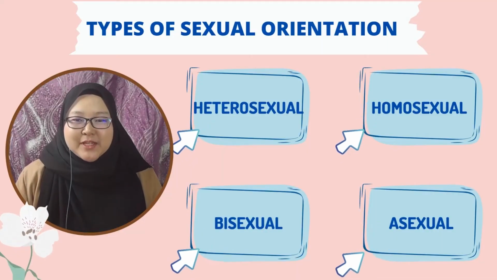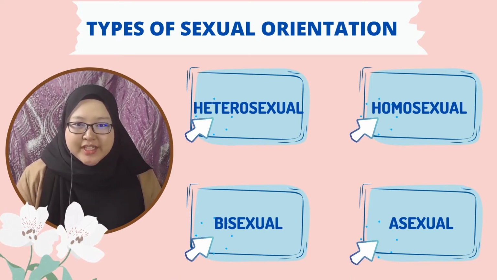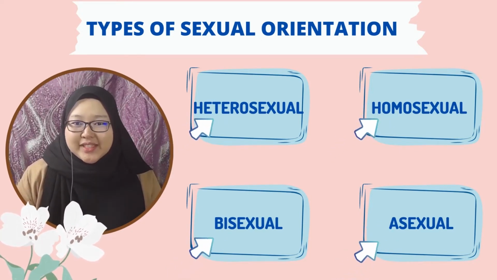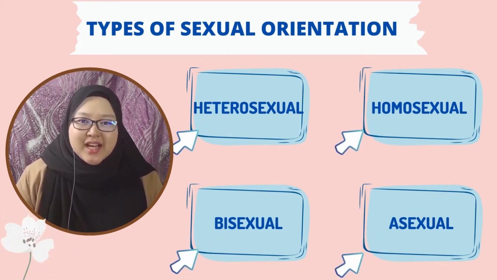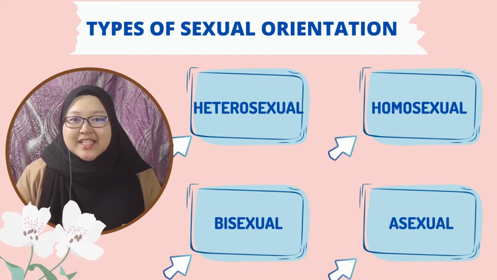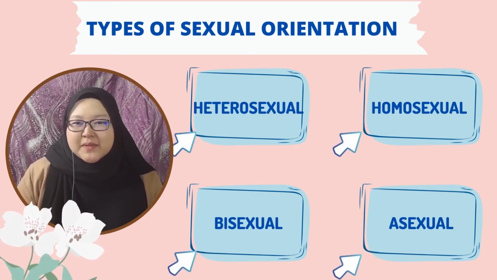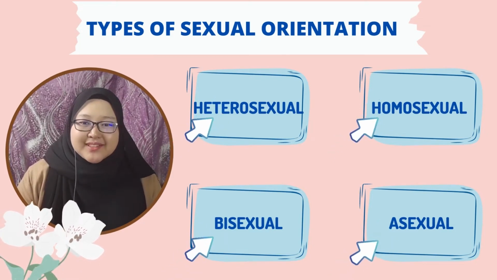Hi, my name is Cik Ros Nurmilana Ashikin, and now I will talk about the types of sexual orientation. Sexual orientation also refers to whom you are attracted to and want to have relationships with. Sexual orientations include gay, lesbian, straight, bisexual and asexual. There are a few main types of sexual orientation that have been going around among people around the world.